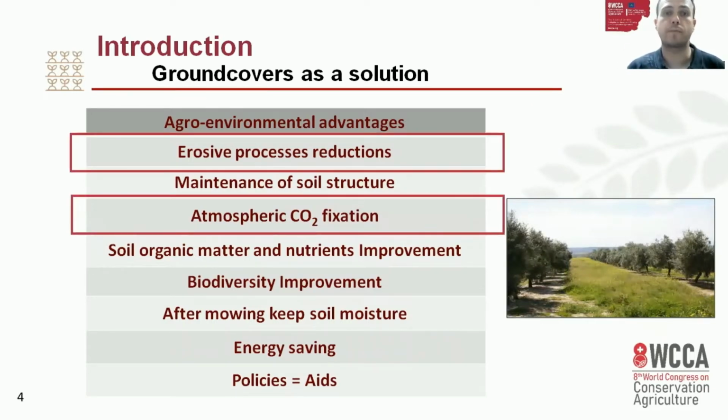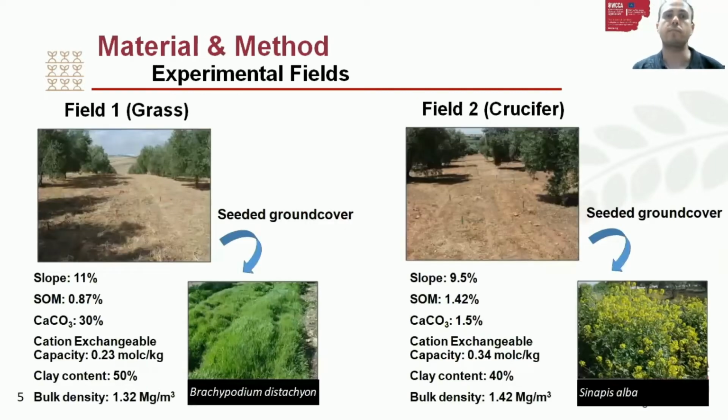We are focusing this research on soil protection and carbon sequestration. The experiment was carried out in 4 different experimental fields during 4 growing seasons. We have compared spontaneous vegetation with seeded ground cover of different taxonomic families. In field 1, we compare spontaneous vegetation with a grass, Brachypodium distachyon, that has the property of self-seeding, so it has to be established just the first year. In field 2, we compare with crucifers, in this case Apisalva.